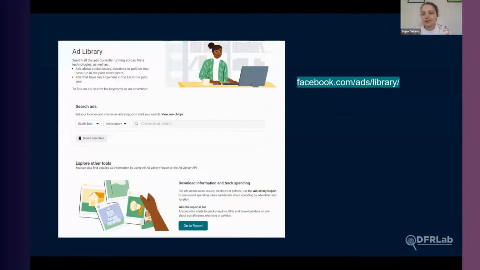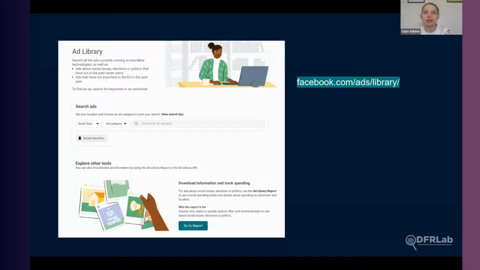Besides accessing the ad library from the page transparency section, you can also go to this link, facebook.com/ads/library. And you can choose the country you are interested in. I don't know why it's South Sudan here, but you can choose the country, then the category of ads, because in some countries you can access all the ads, but sometimes you can only access ads about elections and politics, and there are some restrictions.